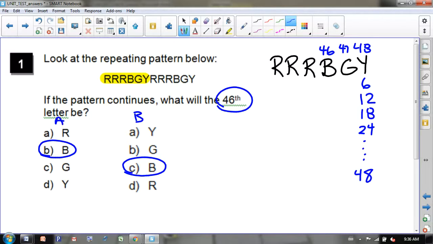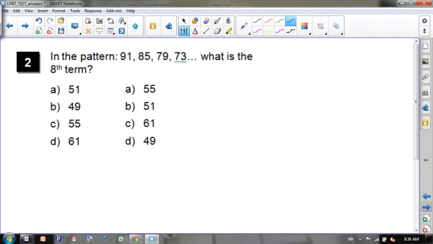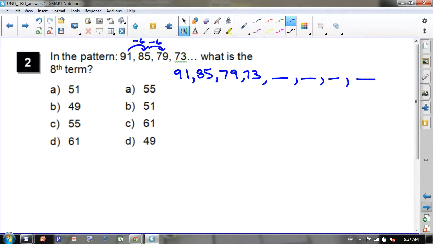Okay, this is version A and B. In question number 2, it's asking you to extend this pattern to the 8th term. Students would have to recognize that it decreases by 6 every time. So if we were to continue this sequence for 8 terms, decreasing by 6 each time, 73 minus 6, 67 minus 6, 61 minus 6, and then 55 minus 6 is 49. So the answer is 49 on version A. It would be the answer B, and on version B, it would be the answer D.